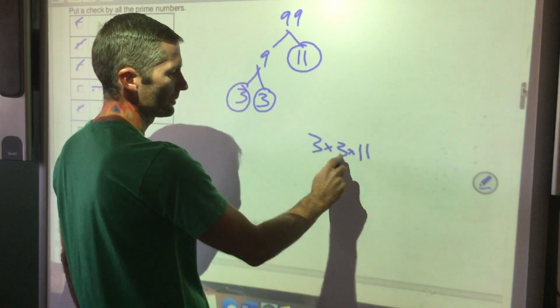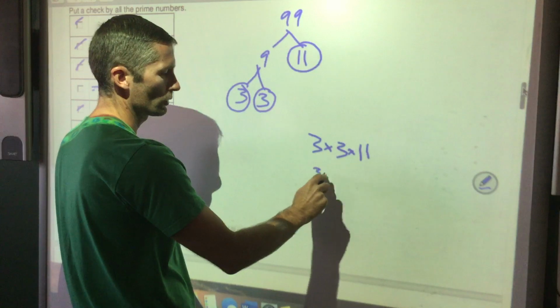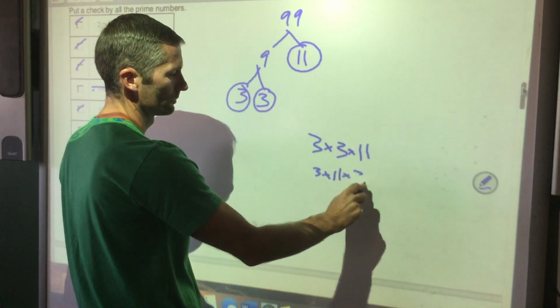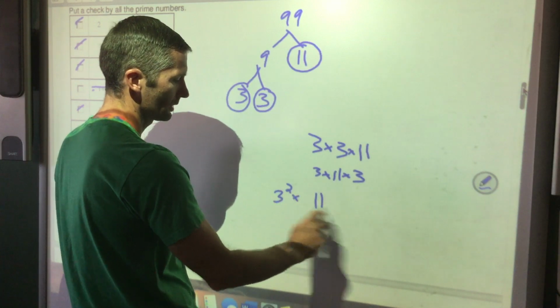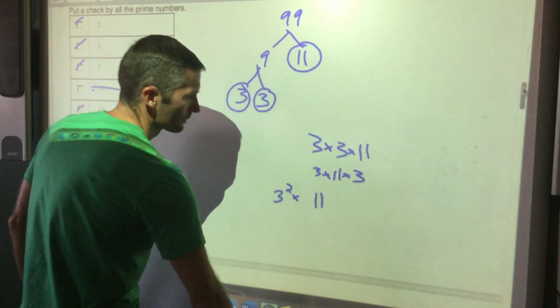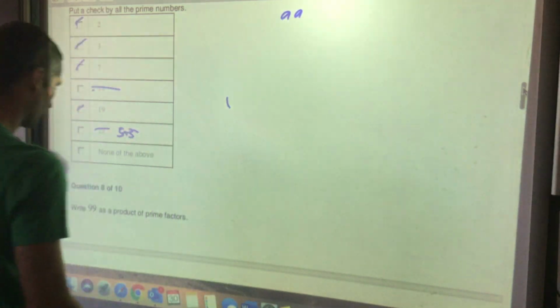Those are all prime factors. 3 times 3 is 9 times 11. Doesn't matter which order you write it in. You could also write it like this if you're really good: 3 squared times 11. All right, let's do another prime factorization tree for the next one.